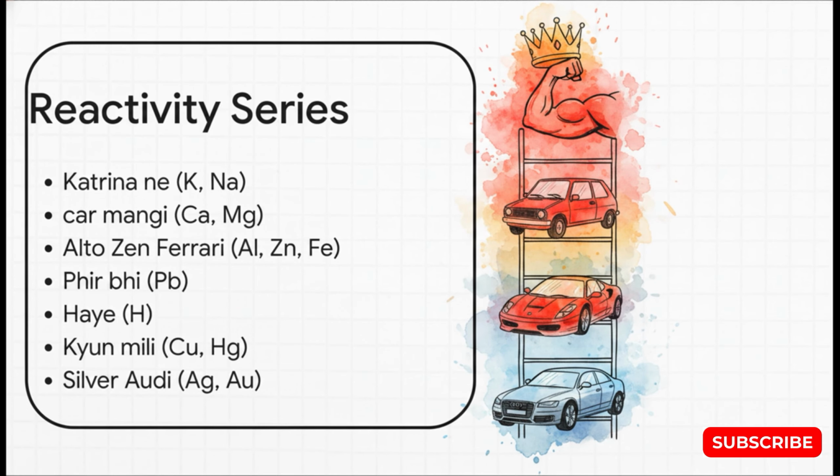Our source material shares an absolutely legendary Hindi mnemonic to memorize this exact order, using cars and a Bollywood actress. Katrina Nakar mangi Alto Zen Ferrari, phir bhi hai kyo mili silver Audi. This translates to, Katrina asked for an Alto Zen and Ferrari car, but why did she get a silver Audi? If you look at the letters, K is potassium, Na is sodium, Ca is calcium, going all the way down to silver and Au for gold. It perfectly maps out the most powerful elements at the top down to the weakest at the bottom.